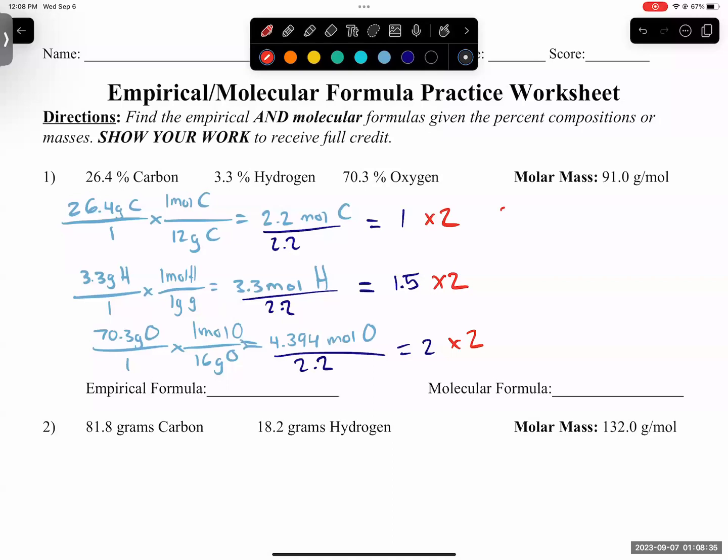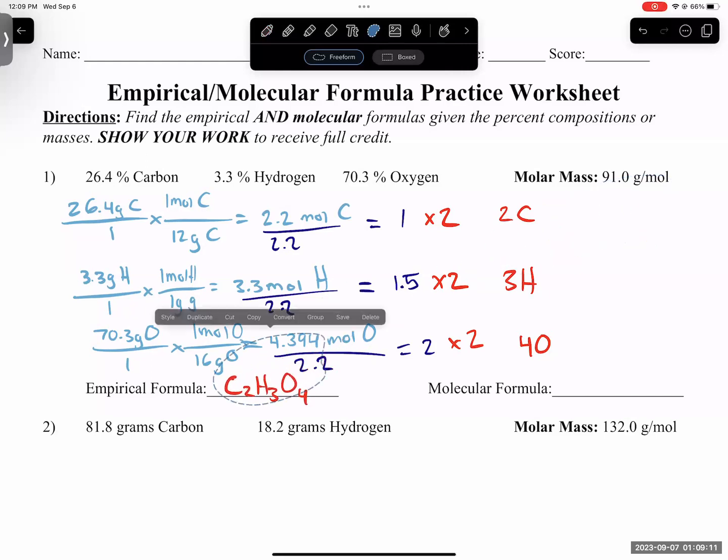This is going to give us 2 carbons, 3 hydrogens, and 4 oxygens. So this is the amount of atoms in your empirical formula. The empirical formula is the most simplified version, right? So it'll be C2H3O4. So that's the empirical formula, and we can write that down here where we want to.